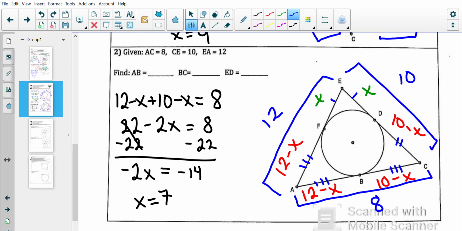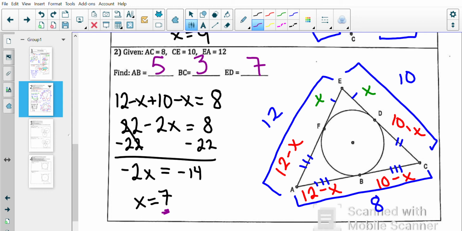So now let's go through and see what we can find out. We want to find the length of A to B. Well, A to B is 12 minus x. We know x is 7, so 12 minus 7 is 5. Now we want B to C. Well, B to C will be 10 minus x, which is 10 minus 7. That is 3. And E to D is just x, which is 7.